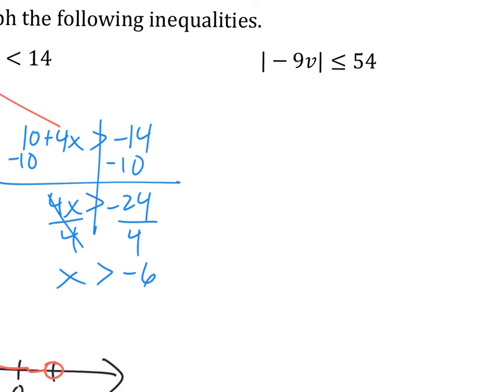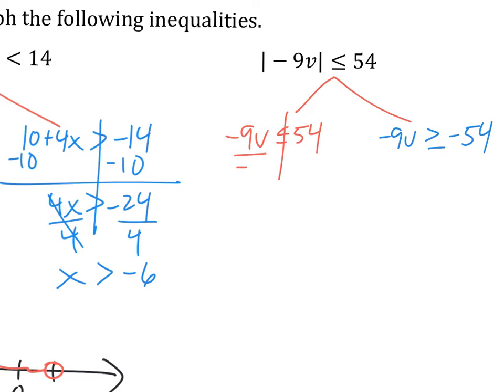This second one here is already also isolated, so we can just split it right away. We end up with negative 9v is less than or equal to 54, exactly as we see it, and negative 9v is greater than or equal to, flip the inequality and change the sign, so negative 54. So this one we will solve by dividing by negative 9 on both sides. To get that v is, we have to flip our inequality symbol because we divide by a negative. V is greater than or equal to negative 6. And same thing with this one. Divide by negative 9. V is less than or equal to, flip the inequality again, positive 6.